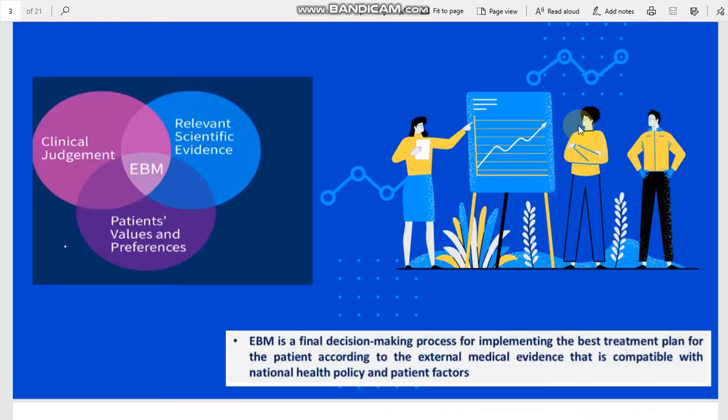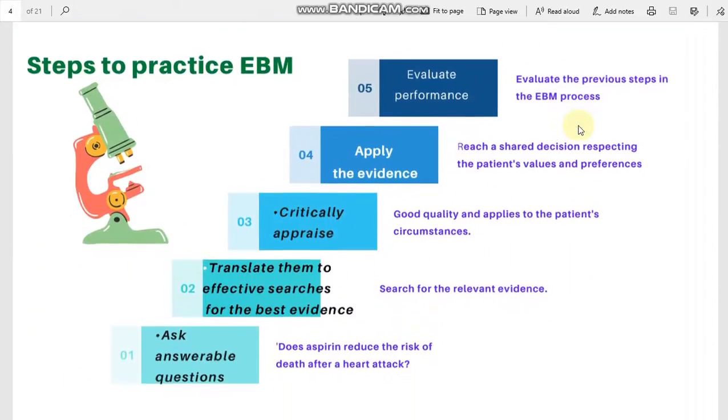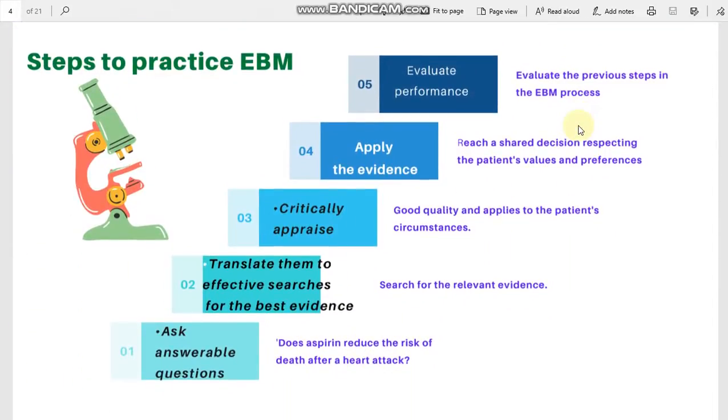So it is a final decision-making process for implementing the best treatment plan for the patient according to the external medical evidence that is compatible with national health policy and patient factors. So what are the steps to practice evidence-based medicine?